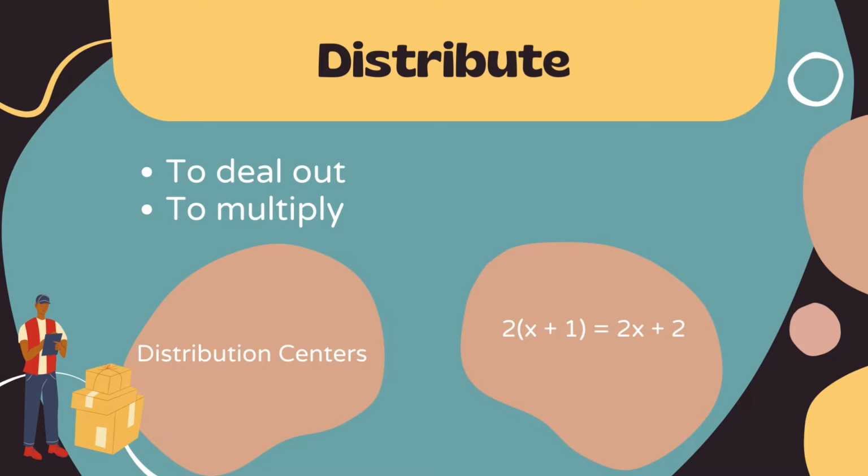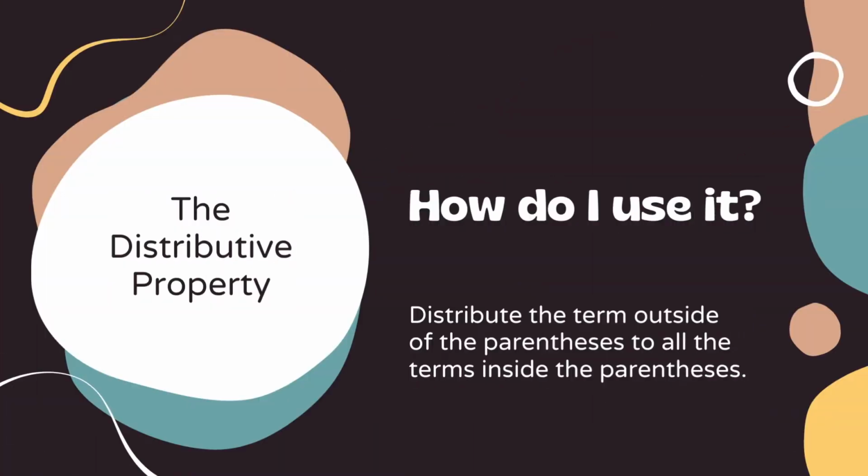And in math, we can see an example like we have on the right, which is 2 times the quantity x plus 1, where we're distributing the 2 to all terms inside the parentheses, or we're dealing out the 2, right? 2 times x is 2x, 2 times 1 is 2. So if you forget what distribute means in math, just think back to the real-world connections you have about distributing, meaning to deal out. So now you're probably asking, how do I use the distributive property?